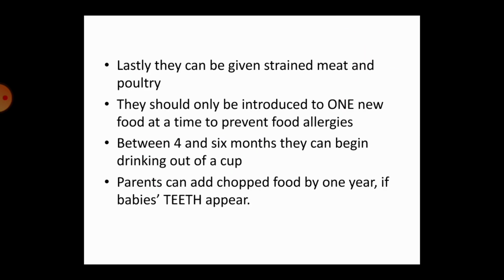They should be introduced to new food only one at a time to prevent food allergies. Between 4 and 6 months, they can begin drinking out of a cup. Parents can add chopped food by 1 year if the baby's teeth appear.